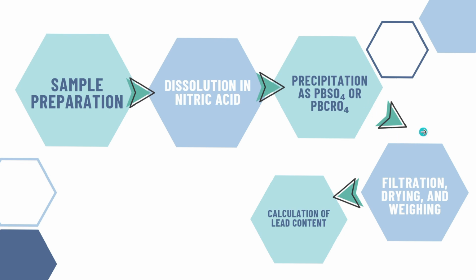The general steps in lead assay include the preparation of the ore sample, the dissolution in nitric acid, and precipitating the lead, filtering and drying the precipitate, and then weighing it to calculate the percentage of lead present.